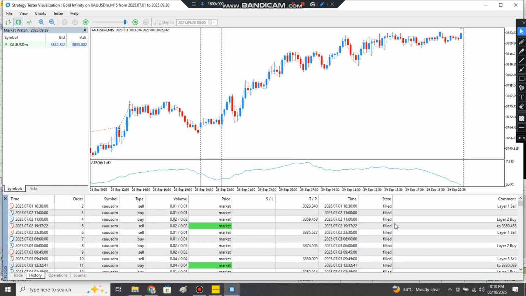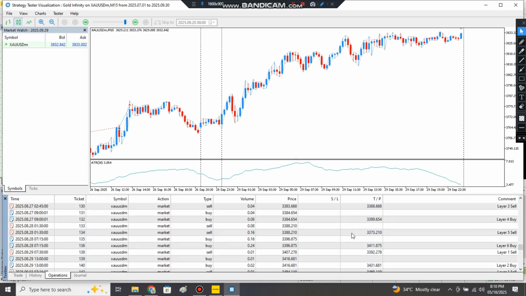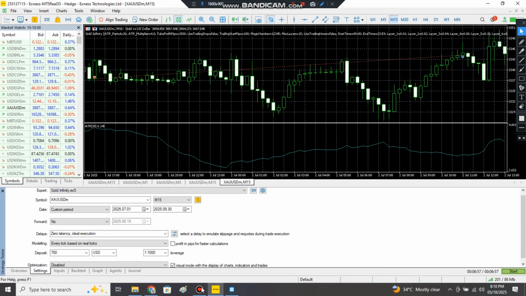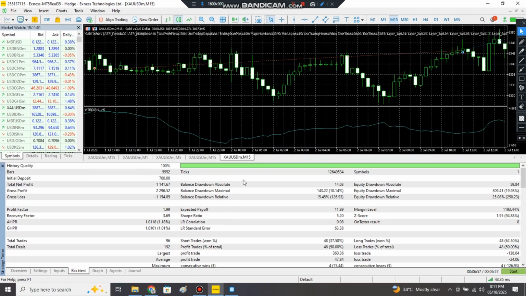And here are the final results of our 3-month backtest for Gold Infinity EA on gold. Starting with just $700, the EA achieved a net profit of $1,141, bringing the account to over $1,841 by the end of September. The profit factor was an impressive 1.99, showing that total profit was almost double the total loss. The recovery factor reached 3.69, proving that the EA recovered from drawdowns efficiently.